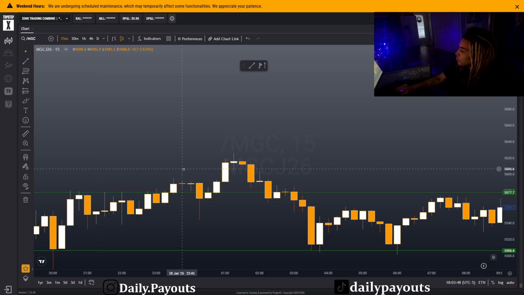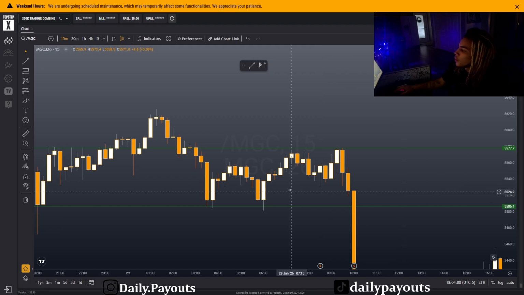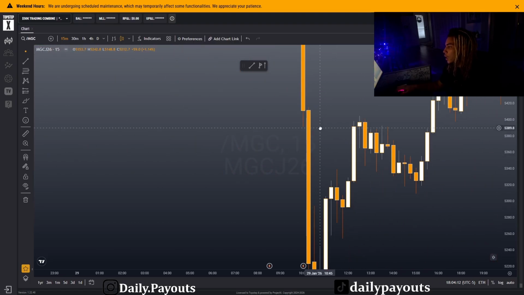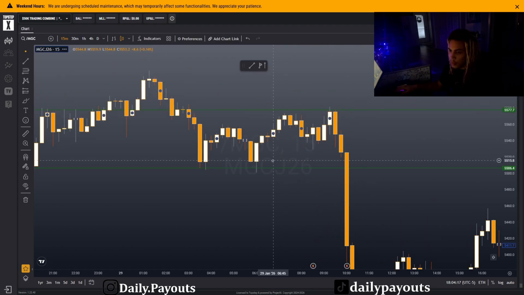Okay, so this is consolidation, right? It's just sitting in this area right here, this range. And then it drops way down, my boy. It goes way down, you feel me? All the way down here. Oh my God. If you saw this, let's just see how much they made off of this.